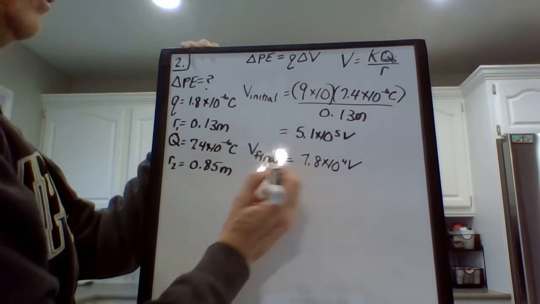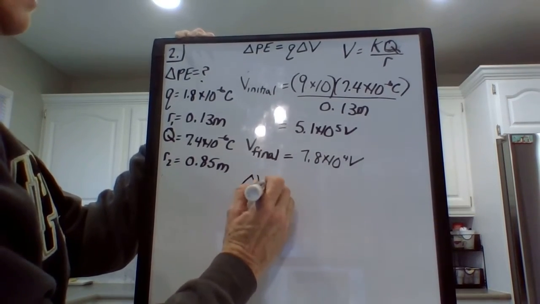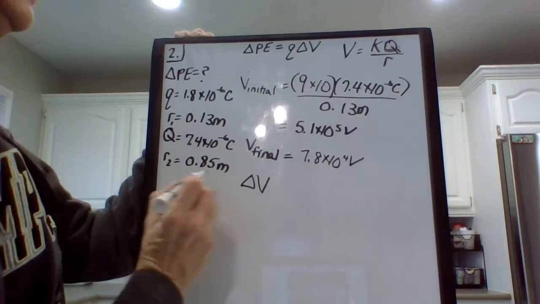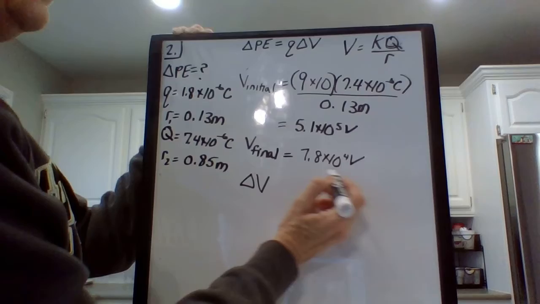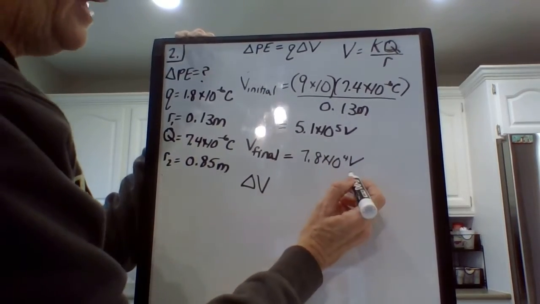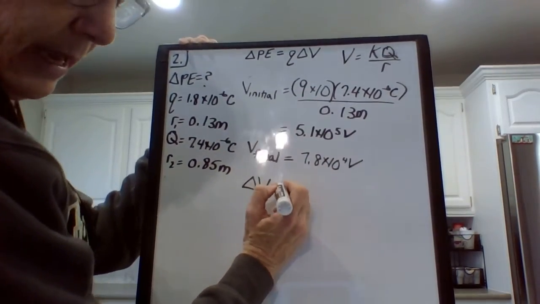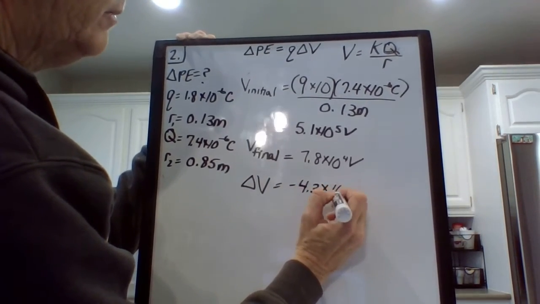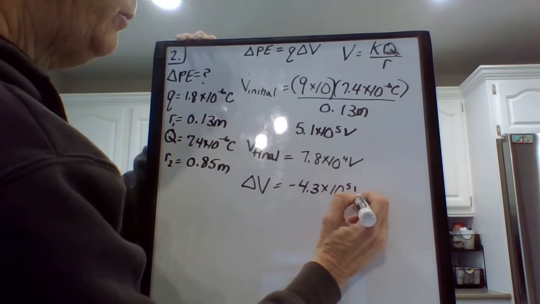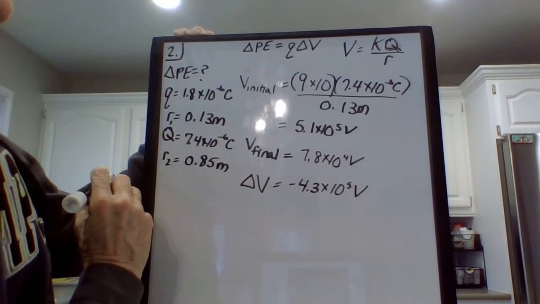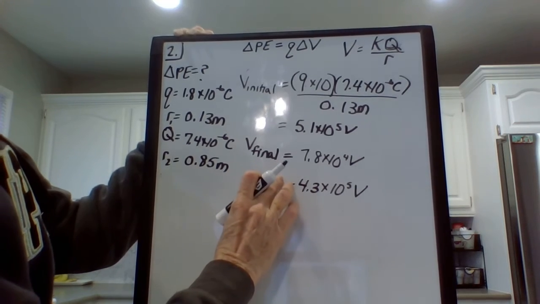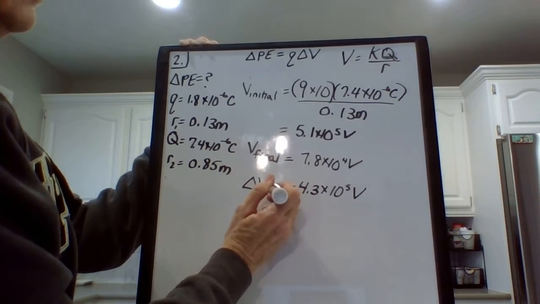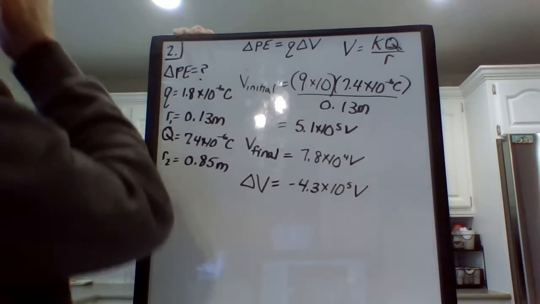Okay, there is the final. Now we're going to find delta V. Remember, the change is always the final minus the initial. So subtract that from that. Subtract that minus that, and you will get a negative value, because the final is larger than the one it started with.